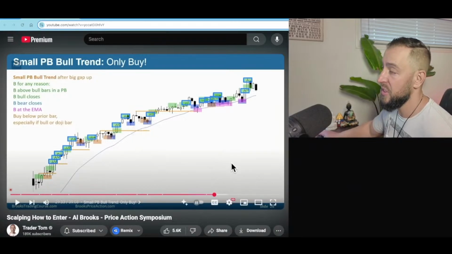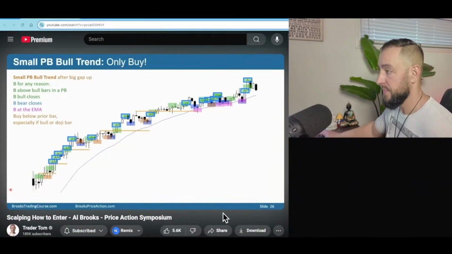So here's all the entries and the exits. And you can buy for any reason. You can buy above the high of a bull bar here. You can buy above that bar, above this bar, all day long. You can buy a bull close. Anytime you see a bar closing near its high, you just buy the market as soon as the bar closes. You can do that all day long.